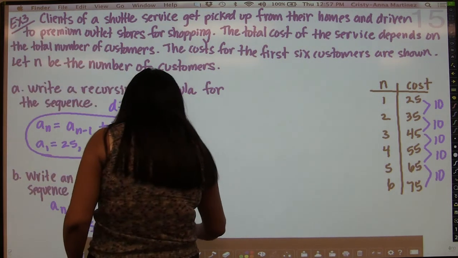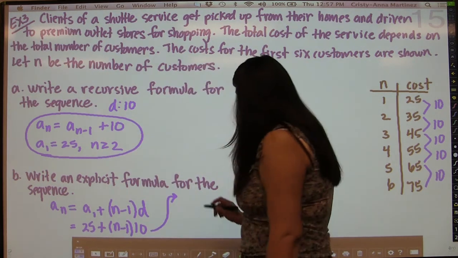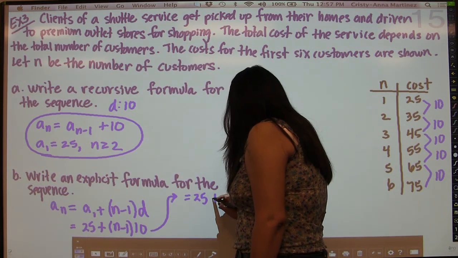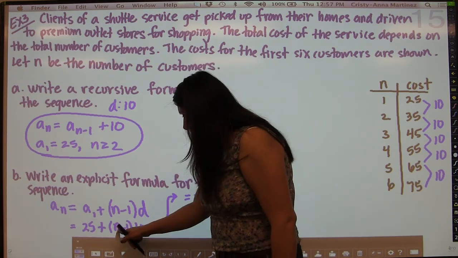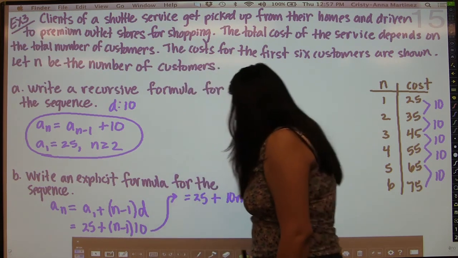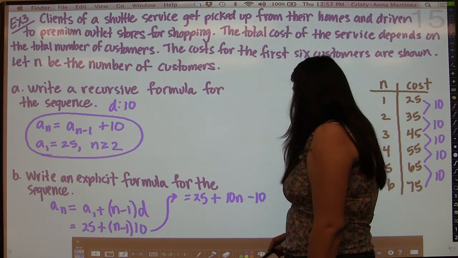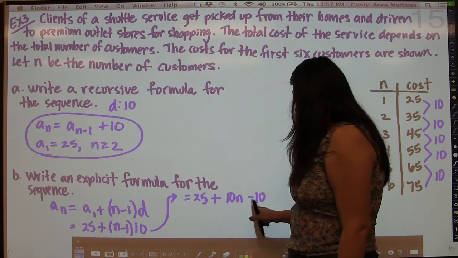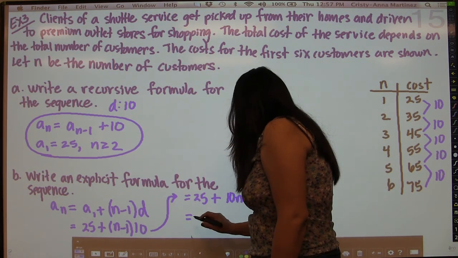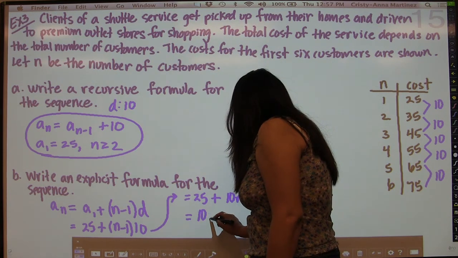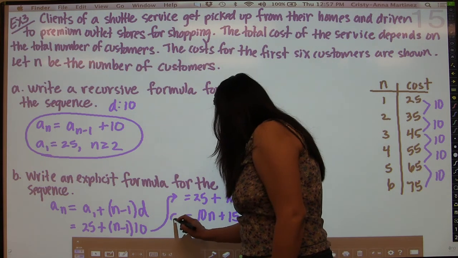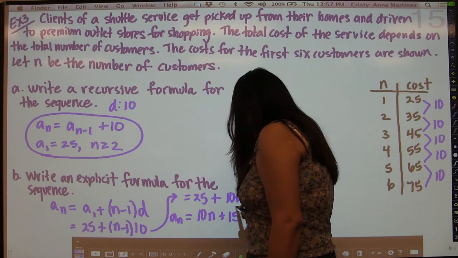So I'm going to go ahead and bring my work over here. So we have equals 25 plus, and we want to distribute 10 times n, which is 10n, and 10 times -1, which is -10. We then want to combine our like terms, 25 minus 10, which will give us 15. So we have 10n plus 15, and that is basically our explicit formula.